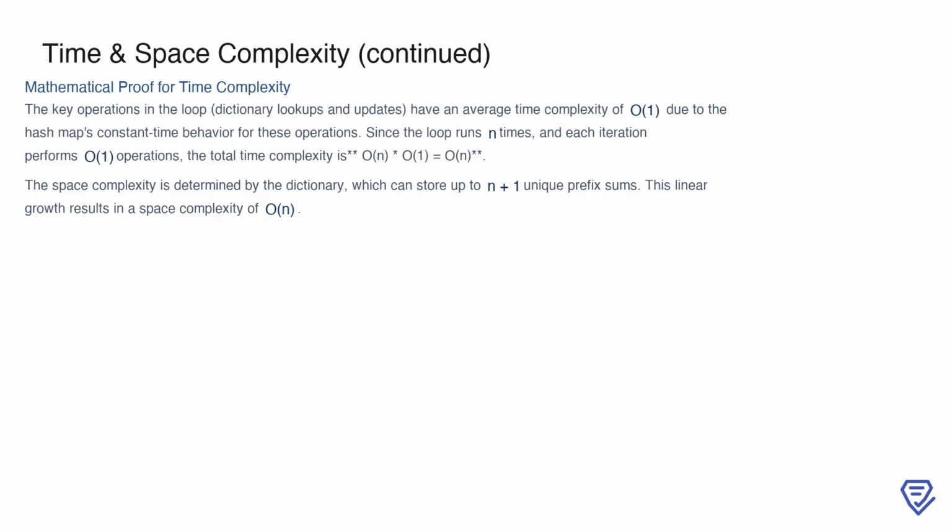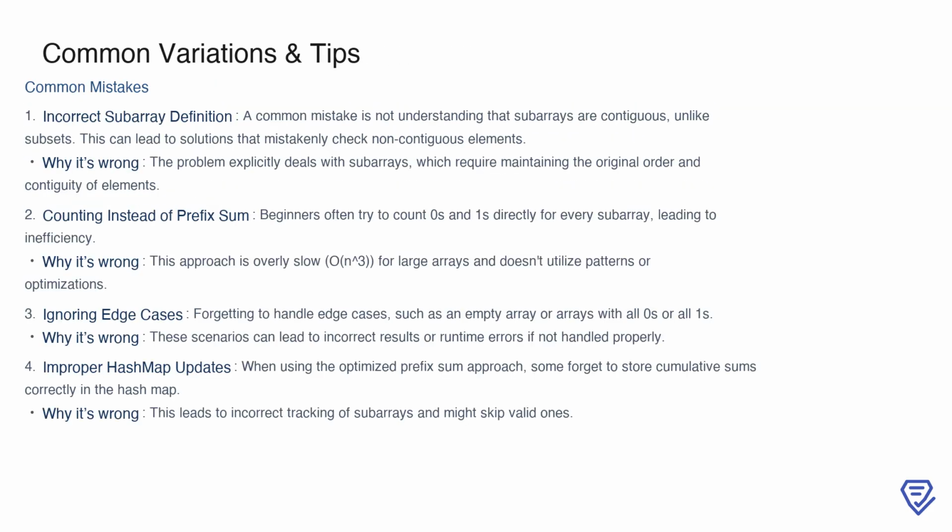Together, these analyses validate the efficiency of the solution, making it highly performant for large input arrays. Let's start by identifying some common mistakes that arise when solving the contiguous array problem. One frequent issue is misunderstanding the concept of subarrays. Remember, subarrays are contiguous sequences within the array, meaning the elements must maintain their original order without any gaps. Confusing subarrays with subsets, which can be non-contiguous, leads to invalid solutions.